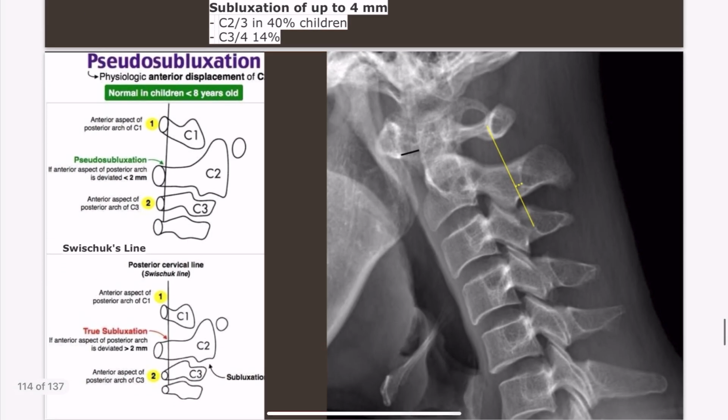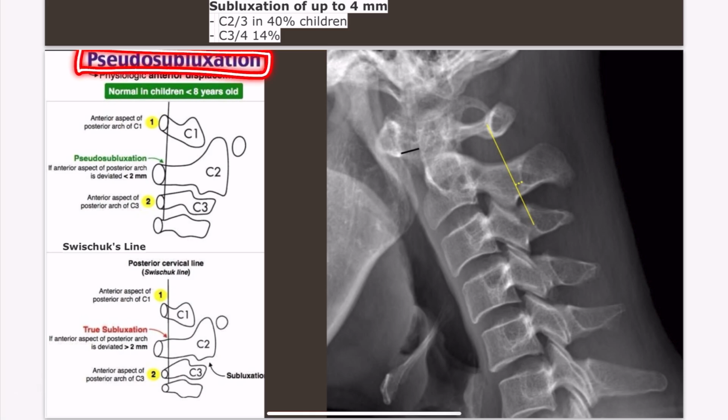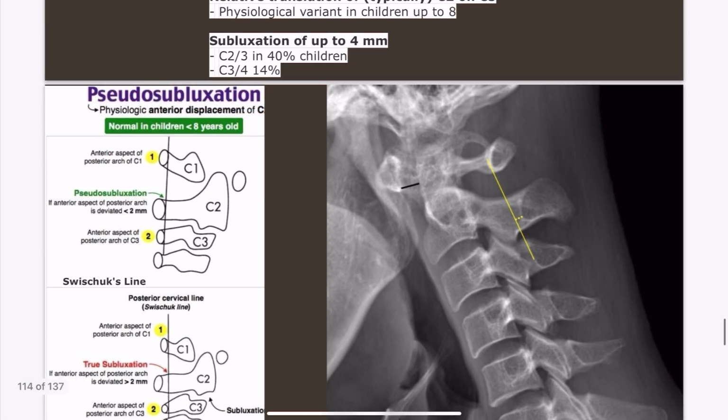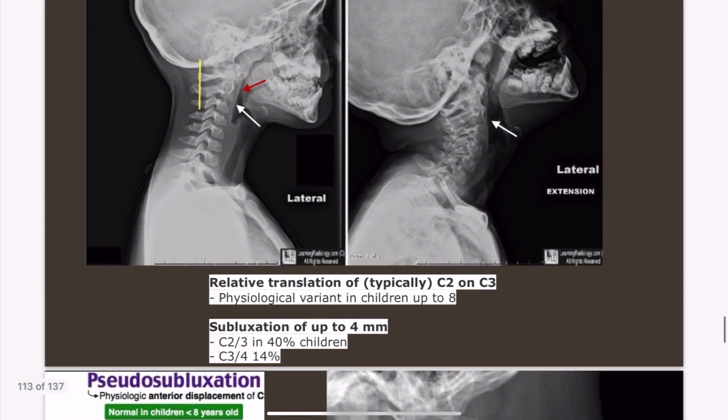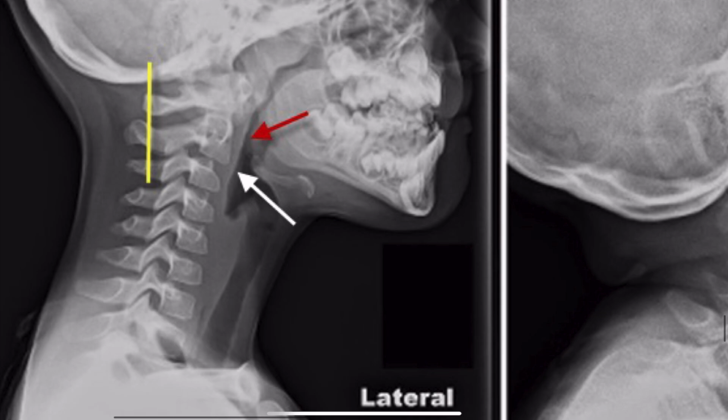Talking about that, there is something called a pseudosubluxation. How this pseudosubluxation happens in case of children up to 8 years of age, there can be a relative translation, typically between the C2 and C3. If we see, we are going to feel like the C2 is subluxated over the C3, but in actual case it is not. You can see a small bulge of C2 in front of C3.